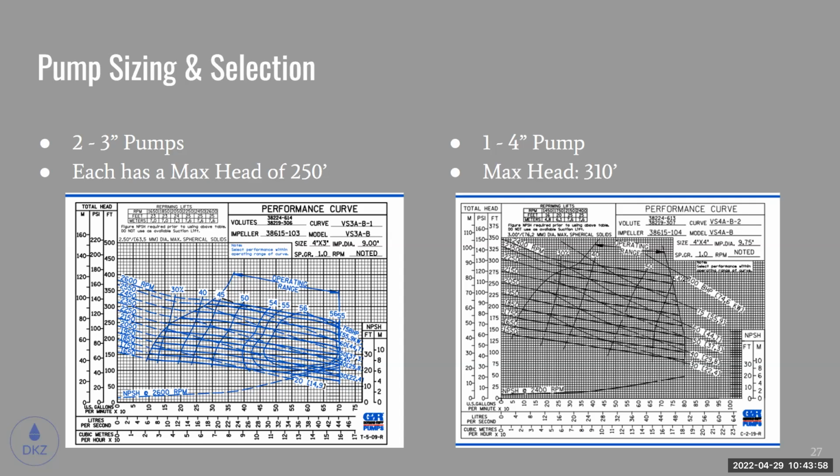The 3-inch pumps each have a maximum head of 250 feet, and the 4-inch pump has a maximum head of 310 feet. These graphs, again, are kind of hard to see looking up on this big screen, but their operating range roughly runs like this on each one. Our first dewatering pump is going to have to pump 100 gallons per minute of water, the second 200, the third 300. Hence the reason we jumped up to a 4-inch line.